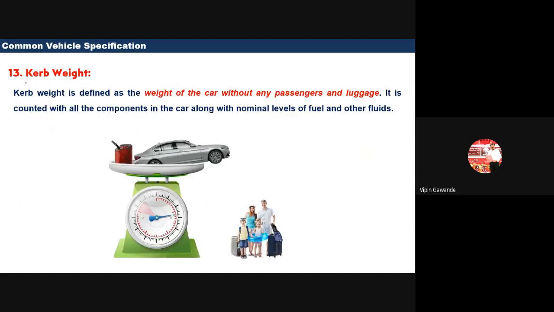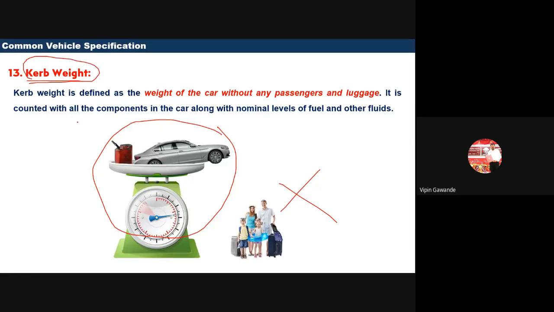The curb weight means what? That is the weight of the vehicle without the passengers and the luggage. So only the weight of the vehicle, with no passengers and no luggage. That is called the curb weight.